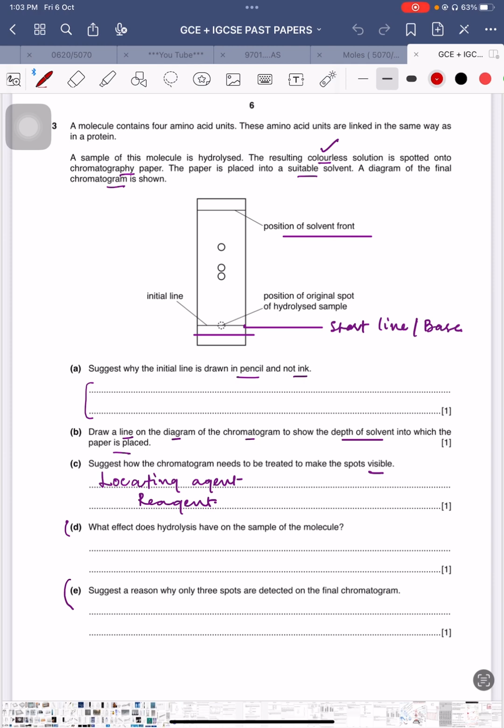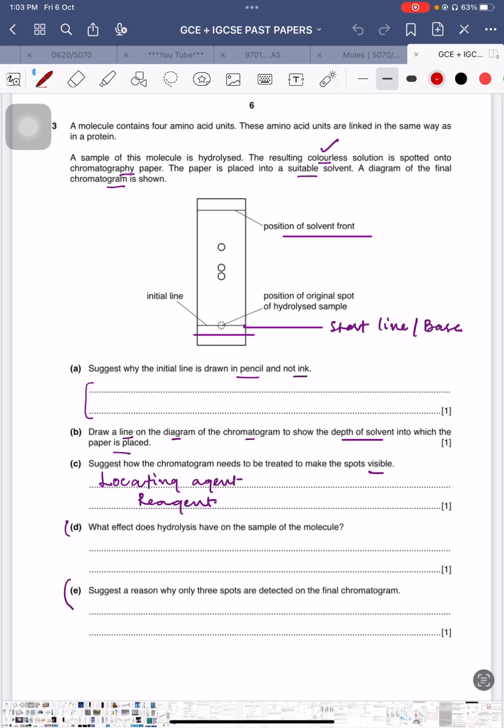These amino acid units are linked in the same way as a protein. A sample of this molecule is hydrolyzed. I told you in the previous video as well that hydrolysis is a chemical reaction in which a compound is broken into its components by adding water. The resulting colorless solution is spotted onto chromatography paper. The paper is placed into a suitable solvent. A diagram of the final chromatogram is shown.